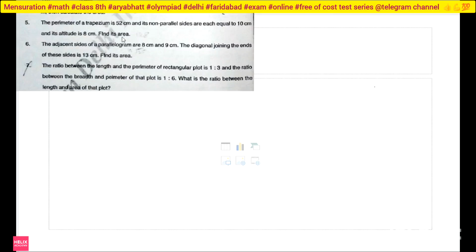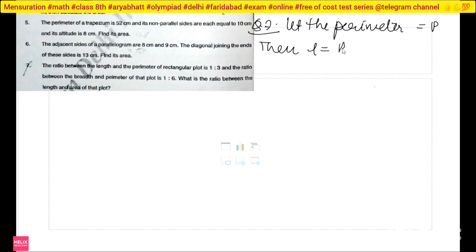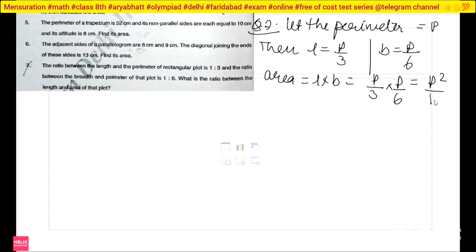area of the plot. Okay, so for question number 27, I will say that let the perimeter is equal to P. Okay, then I will say L is equal to P by 3 and your breadth is equal to P by 6 because all the ratios are given. Now area is what? Area is length into breadth, or I can say P by 3 into P by 6, or it is P square by 18, right?